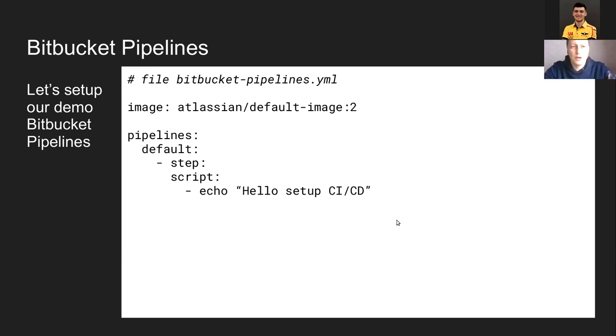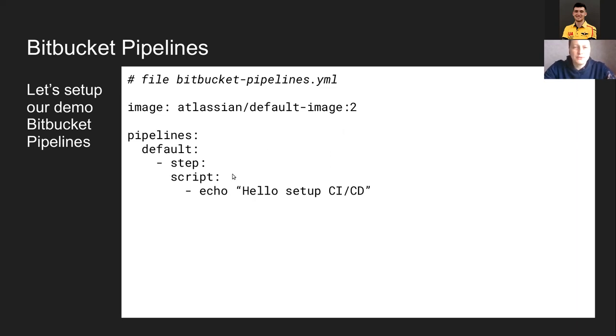Let's set up our demo Bitbucket Pipelines. All that you need is to turn on Bitbucket Pipelines in your repository settings and provide a YAML file with the predefined name bitbucket-pipelines.yml. Here you should add an image. By default, it's the Atlassian default image. So batteries included, needed packages are also provided. You can investigate it on Docker Hub. It's open source, and you can see all the dependencies that are included.